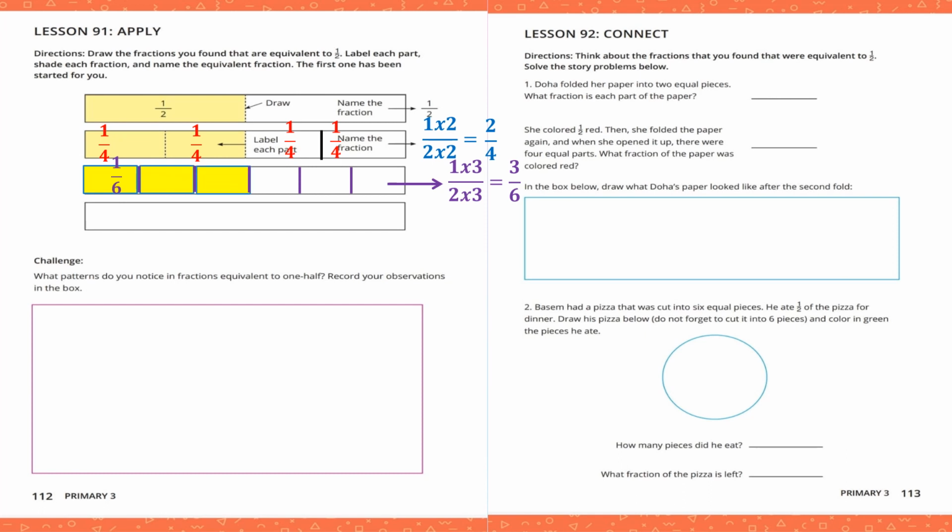Another fraction, I can multiply the numerator and the denominator by 4. 1 times 4 equals 4. 2 times 4 equals 8. So I divide the bar into 8 equal parts, and each part is called 1 over 8, and we will color 4 parts. So 1 over 2 equals 2 over 4 equals 3 over 6 equals 4 over 8. All of these fractions are equivalent to 1/2.